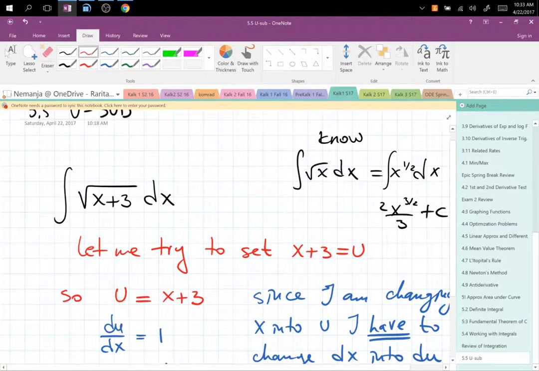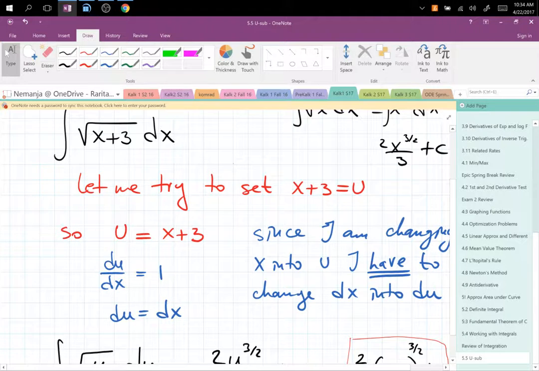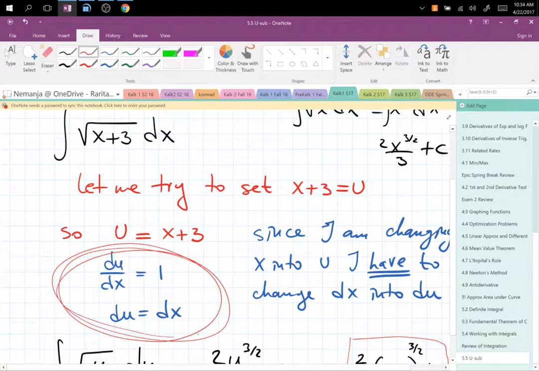So now once you have that x plus 3 is going to be replaced by u, then all of the variables in the problem have to become in terms of u, including dx. So the transformation of dx will always be done through the derivative of the substitution.